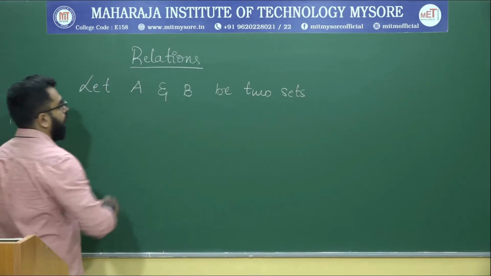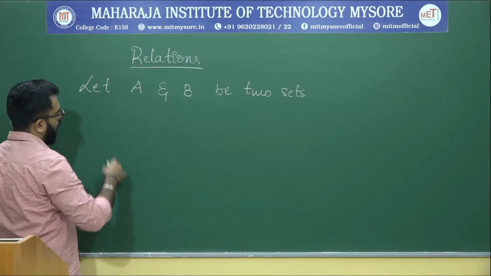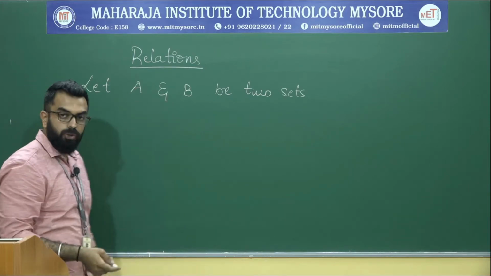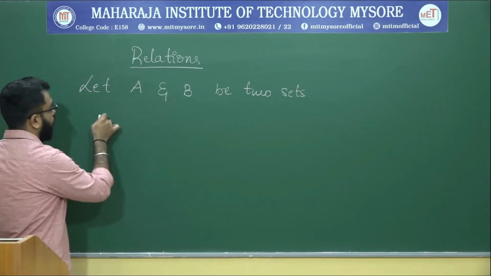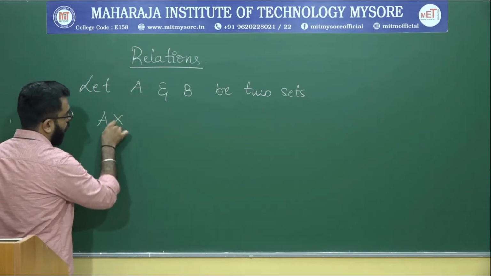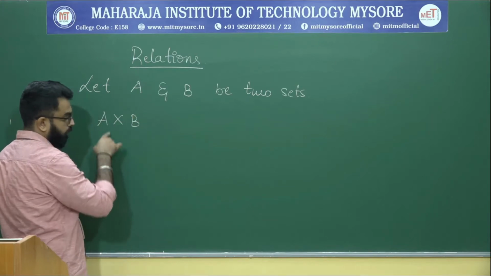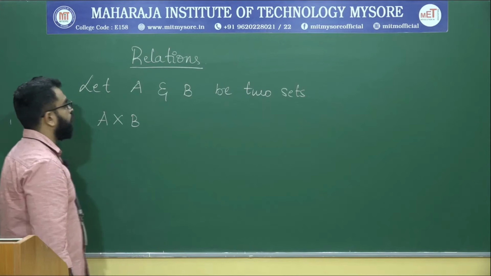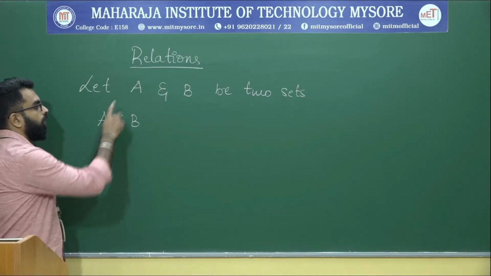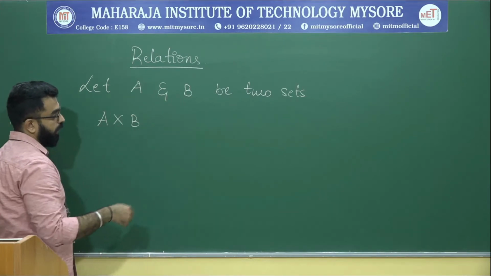Now we all know that if we have two sets, or even a single set, we can define a Cartesian product on it. So how do we represent a Cartesian product? It is A cross B, correct? A cross B is denoted as the Cartesian product of two non-empty sets A and B.